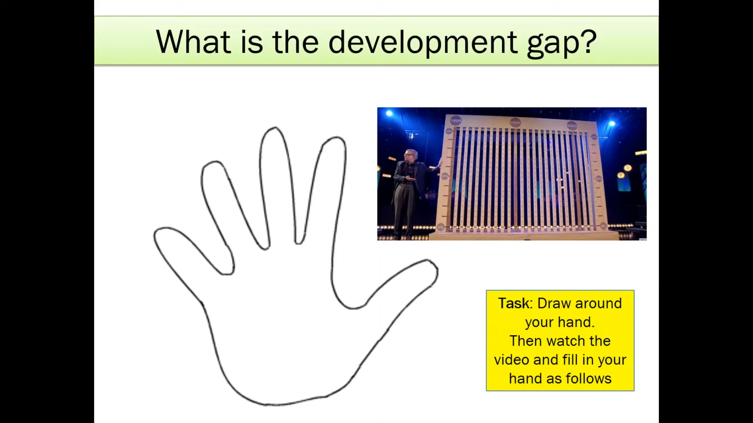Okay, so now that you've drawn your hand on a piece of paper, you're going to watch a video which you will find on class charts, which tells you about the development gap. Now, while you watch that video, you're going to do the following. Okay, so in the thumb, I want you to write one piece of evidence that the development gap exists. So that proves that there's a gap in development between different countries.